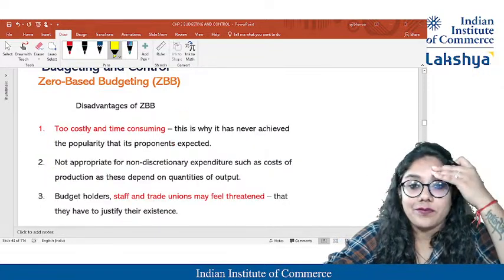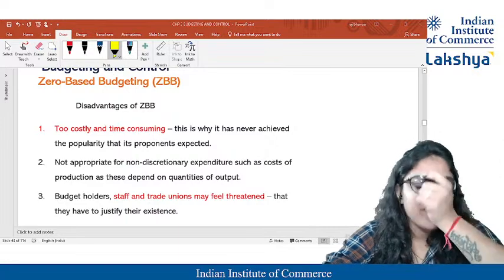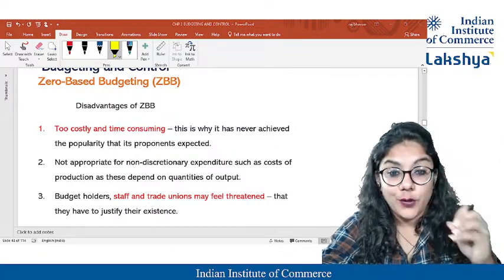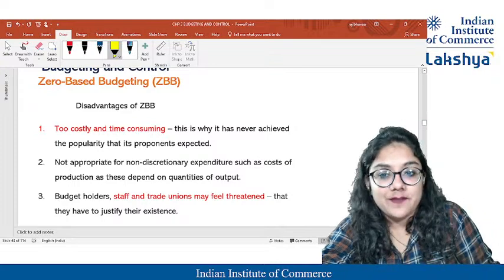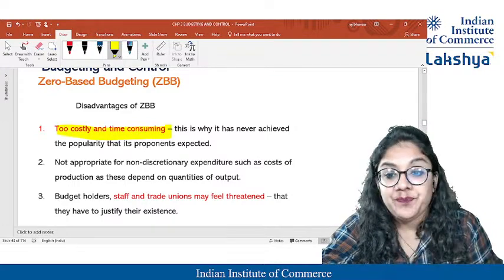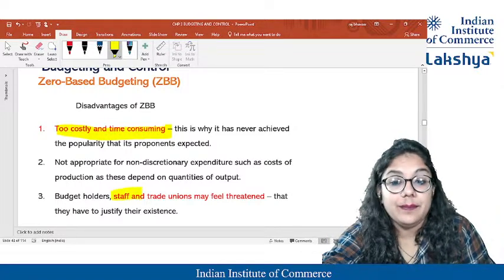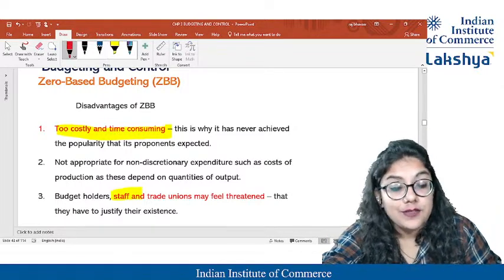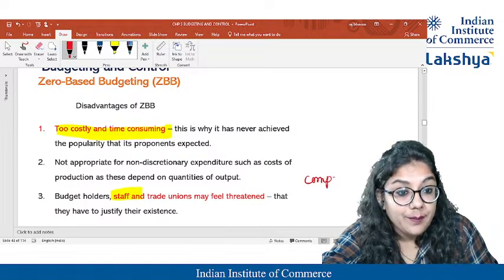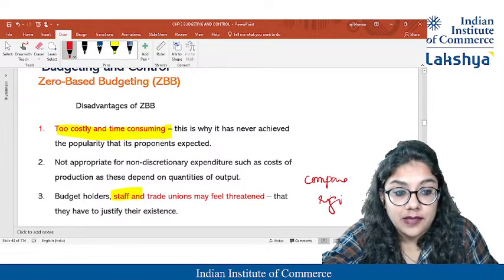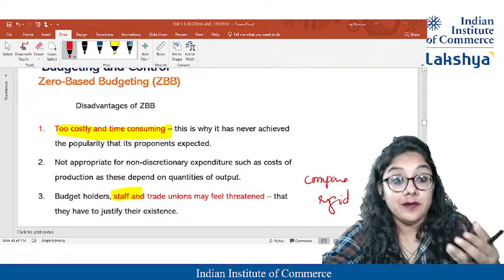Disadvantages: even to learn it is so time consuming. Whenever we want to make everything from zero, it will be too costly and too time consuming. And it will be different for everybody. People may have a zero base, means they don't have anything to compare it with. Maybe people will have a rigid attitude, and maybe a sense of fear could be there.